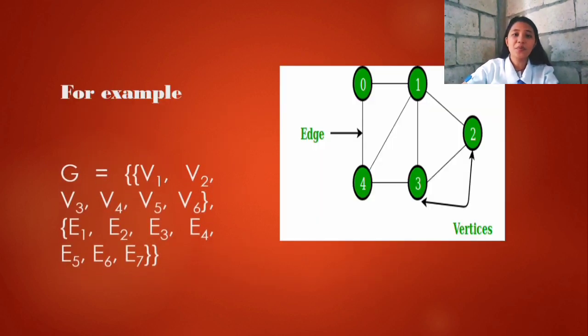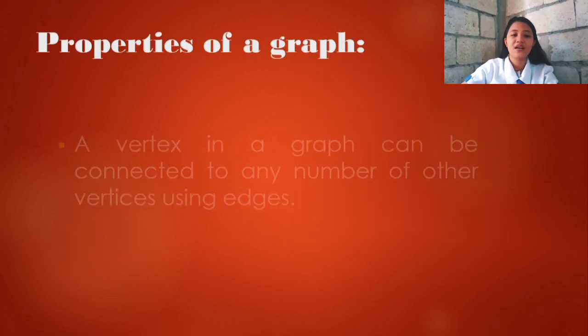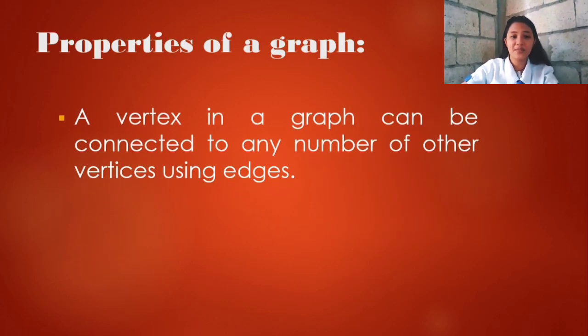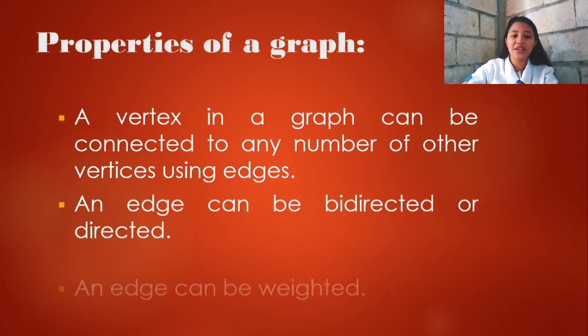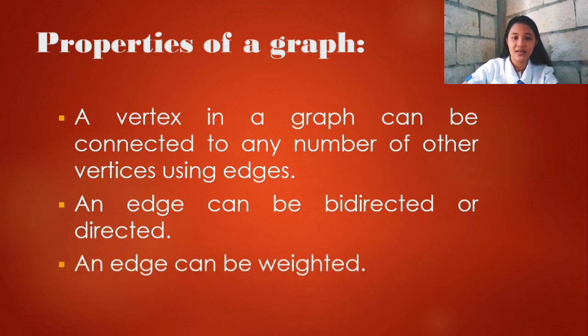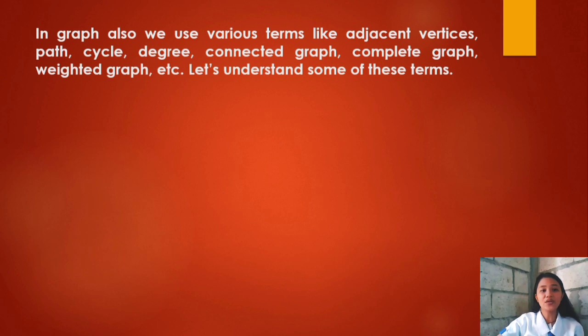Properties of a graph. A vertex in a graph can be connected to any number of other vertices using edges. An edge can be bidirected or directed. It can also be weighted. In a graph, we also use various terms like adjacent vertices, path, cycle, degree, connected graph, complete graph, weighted graph, etc. Let's understand some of these terms.